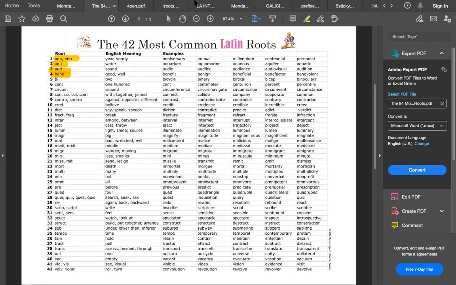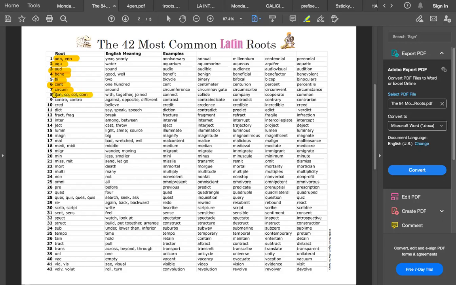All right, bi means two. So we have bicycle, binary, bifocal. Cent means 100. So how many cents are in a dollar? 100. Centimeter, that's 1/100th of a meter. Circum means around, so circumference is the measurement around a circle. Circumnavigate means to circle around the earth.